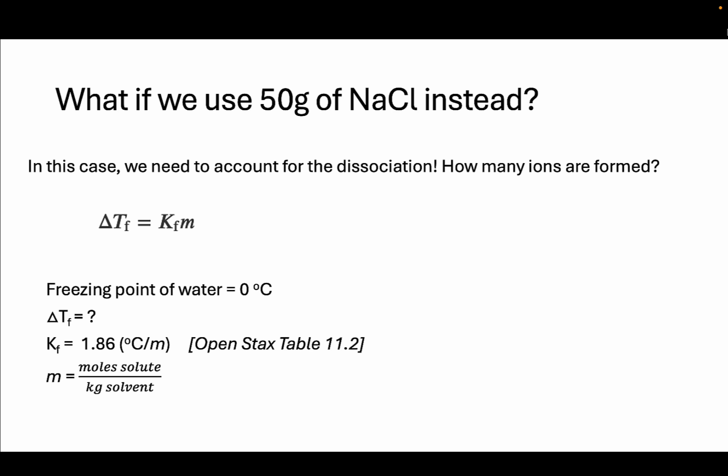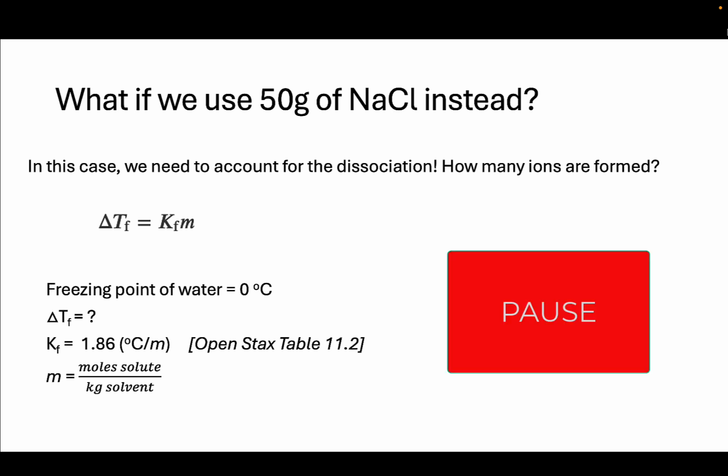Okay, what if we use 50 grams of sodium chloride instead? So go ahead and pause here again and see if you can calculate the freezing point for water if instead of using 50 grams of sugar, we use 50 grams of sodium chloride. And as a hint here, that thing we talked about in the beginning about the dissociation will be very important here. How do we account for that?